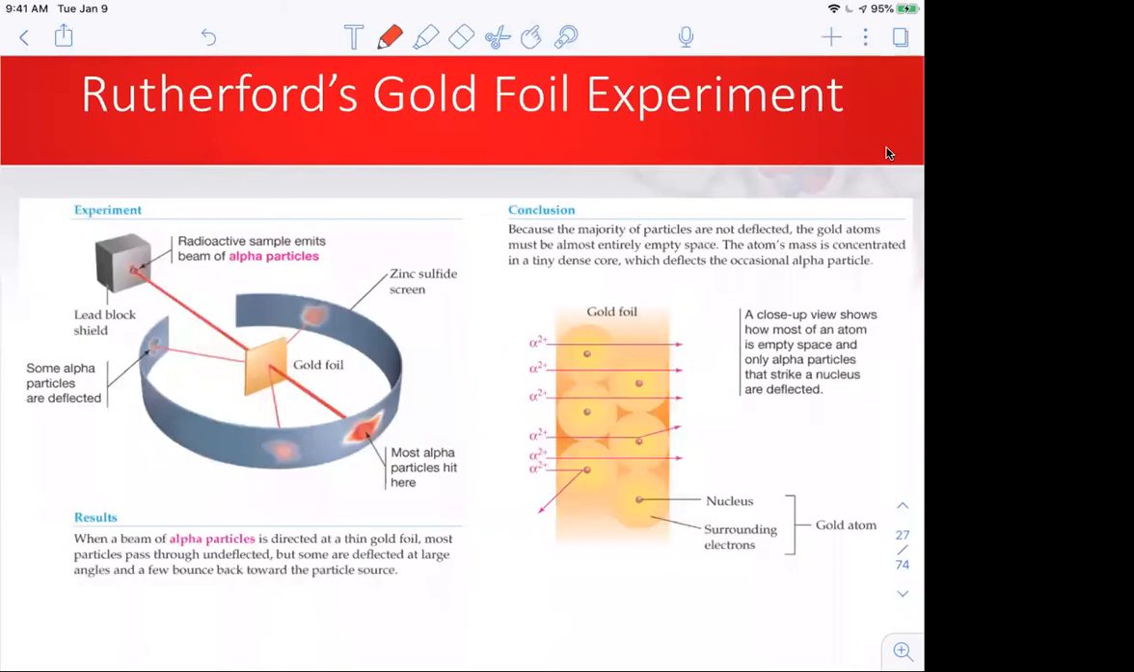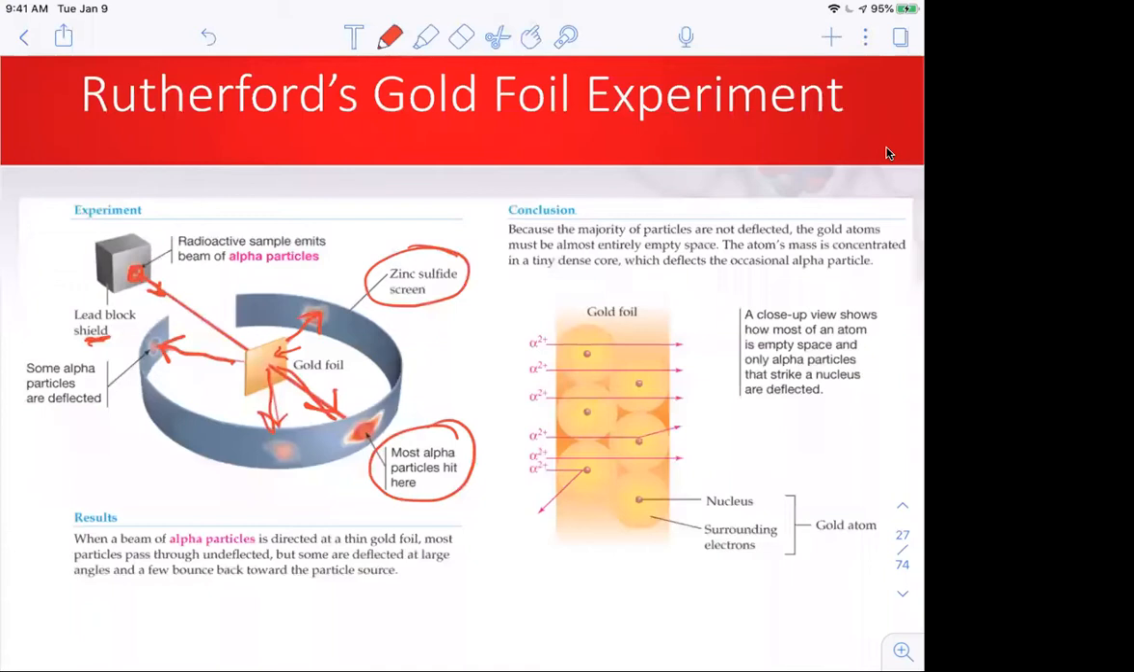So this is the experiment. I have this radioactive sample that's going to decay and emit alpha particles. I have a very thin gold foil here, a zinc sulfide screen surrounding it, and a lead block shield. And what I find is that some of the alpha particles are deflected and hit back, and some are scattered, whereas others go straight through. So most alpha particles went straight through, but some of them were deflected.